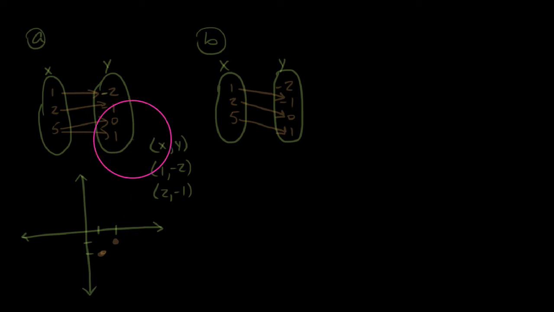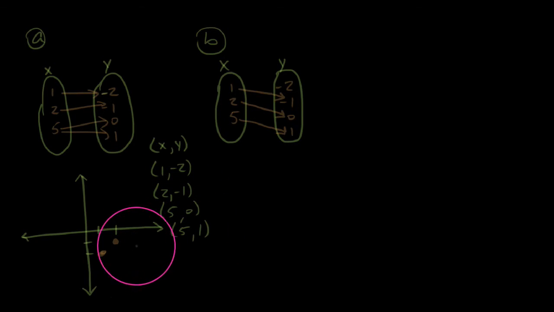5 mapped onto 0, so we have 5, 0, and also 5, 1. So if we go out to 5, 3, 4, 5, okay, that's 5. We say 5 mapped onto 0 and 5 mapped onto, we'll call this right here, 1. It's kind of hard to see because everything is acting up a little bit on my Photoshop, but anyways, we have our 4 points here in our relation.